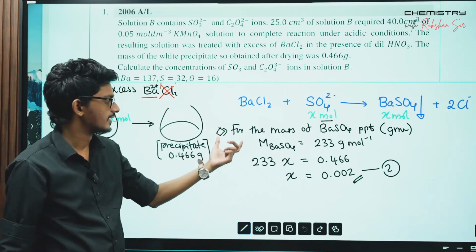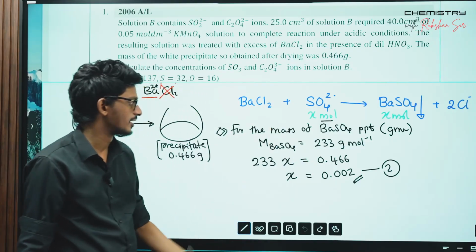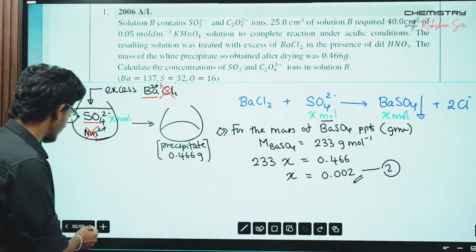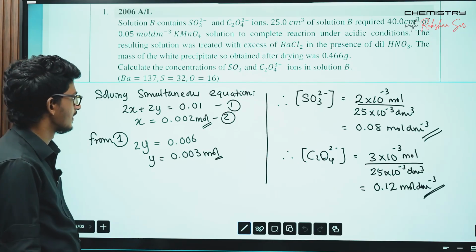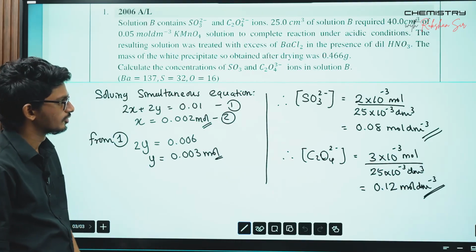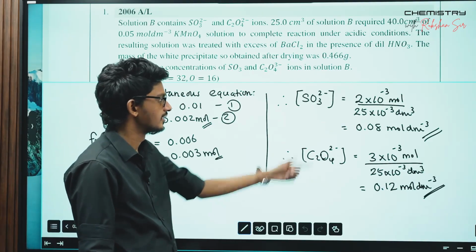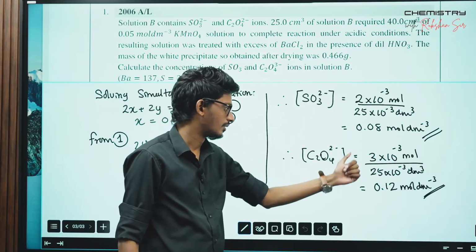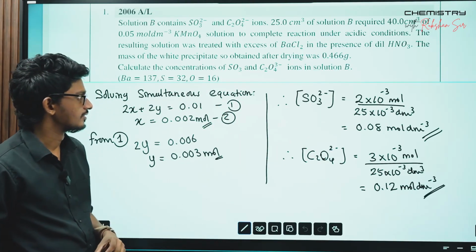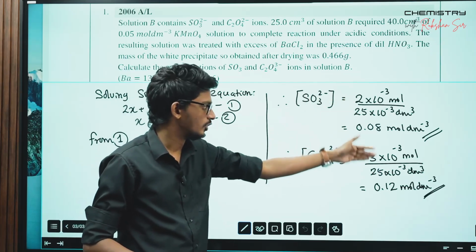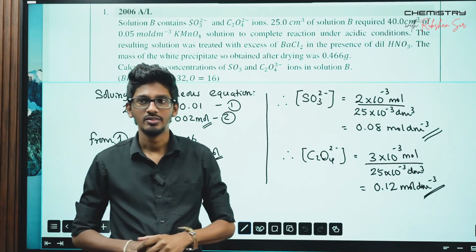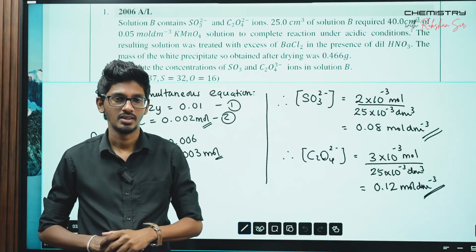And then we had come up with the second simultaneous equation for the mass of the precipitate, and by solving the two simultaneous equations, we had come up with the x and y values, which are the number of moles of sulfite and the oxalate, and then we were able to come up with the concentrations of those two, as they are in 25 cubic centimeter solutions, right? This is how we are supposed to solve this kind of question.